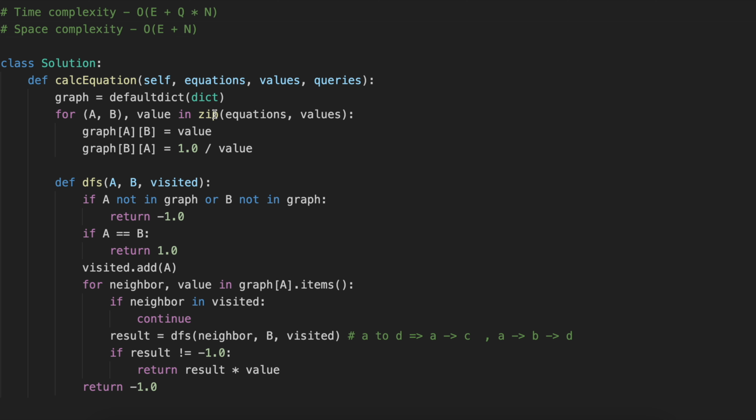Okay, that's it. I also have a Java solution for it. It's identical to the Python solution. I will include that in the description.